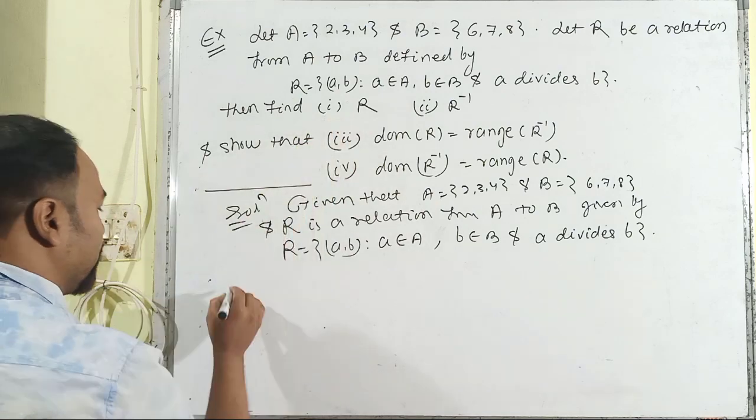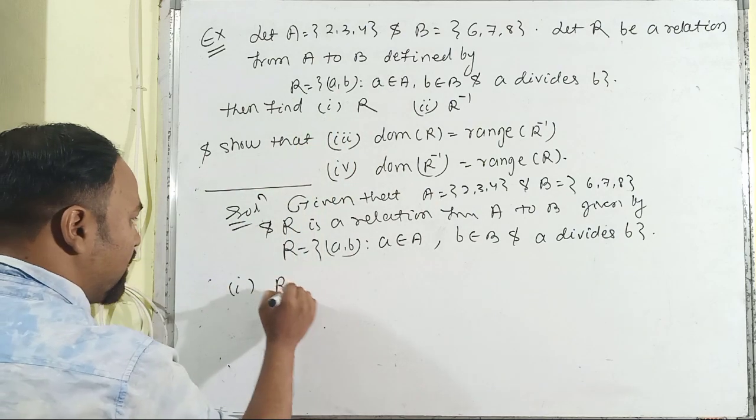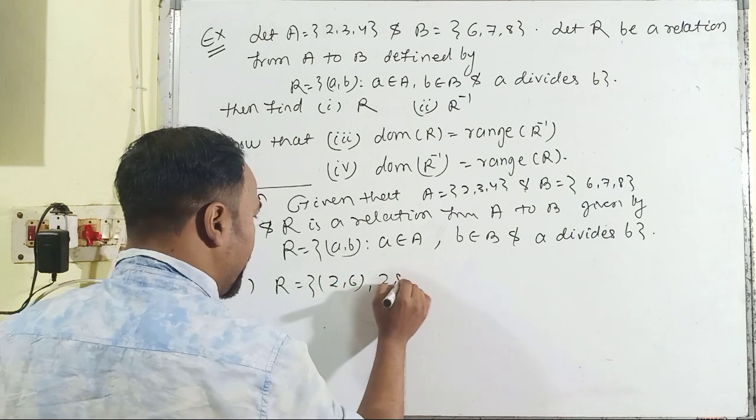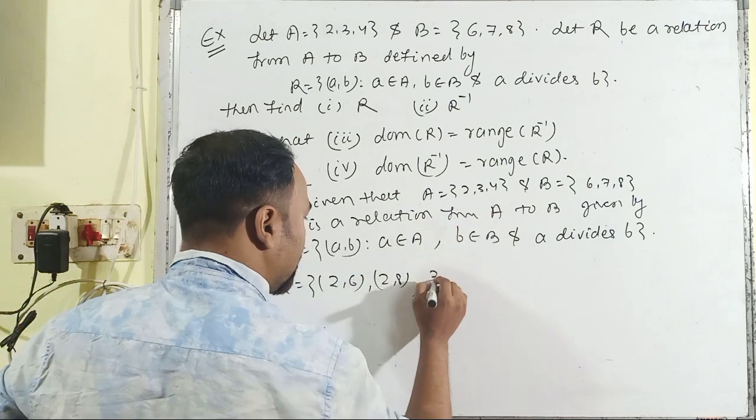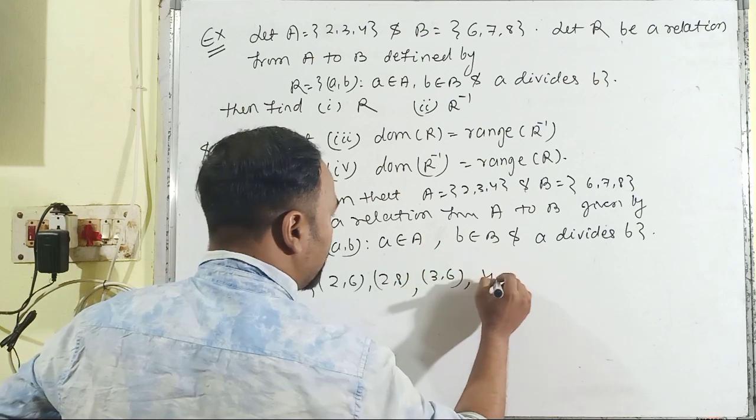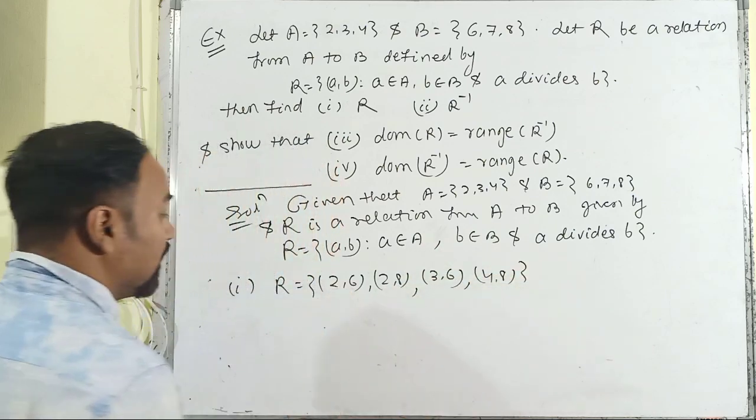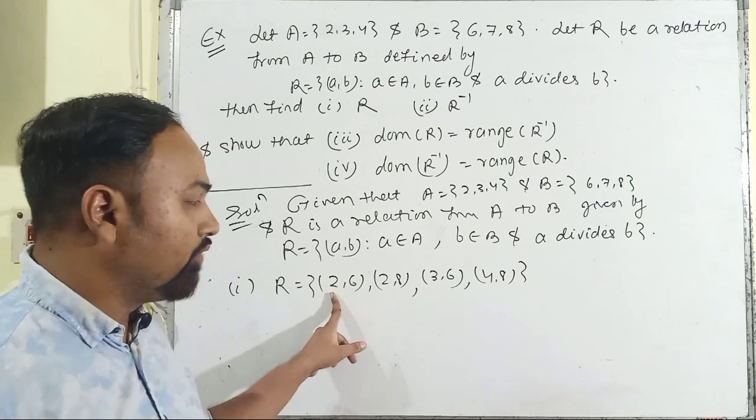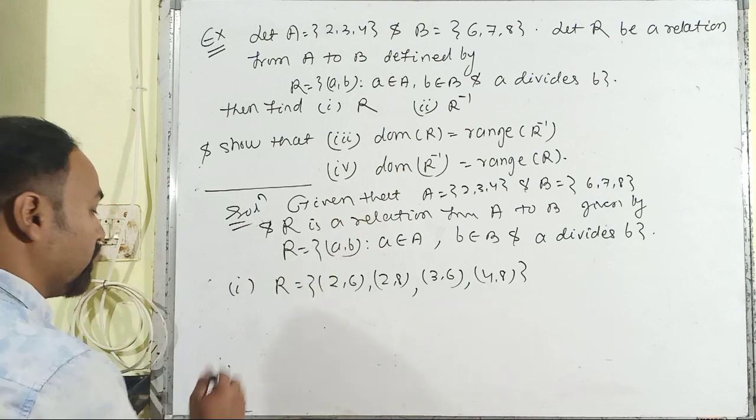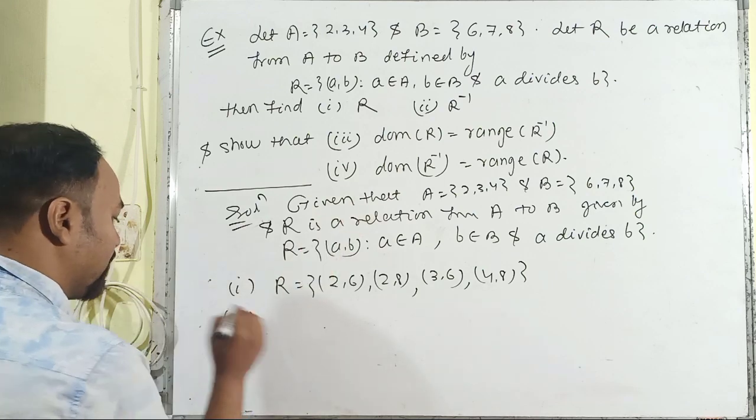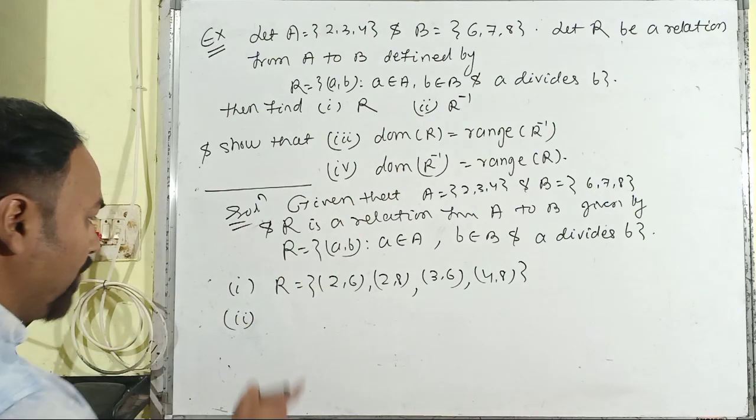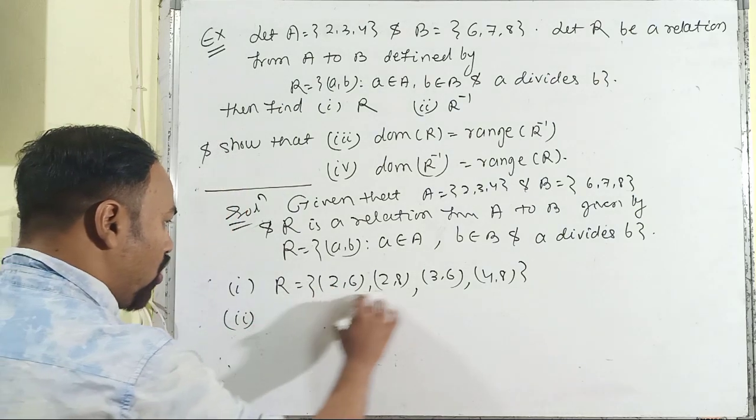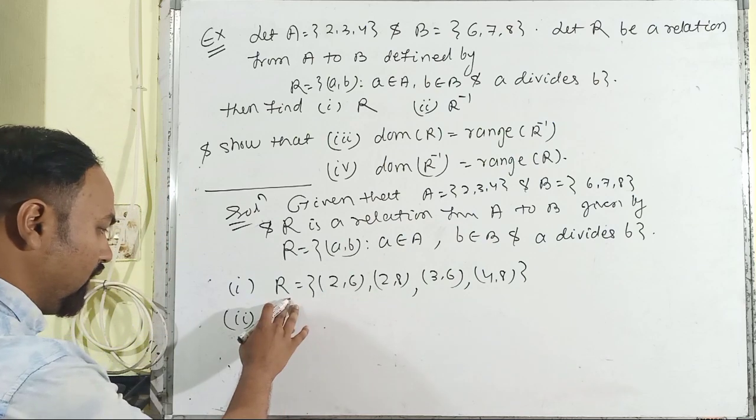Then we have to find out relation R from the given condition. R is equal to (2, 6), (2, 8), (3, 6), (4, 8). You can see that all of the first elements are dividing the second elements. That means the second element is divisible by the first element, and the first bit is clear for you. Then we have to find out the second bit. That means we have to just interchange the first component and the second component in all of the ordered pairs given in the relation R.